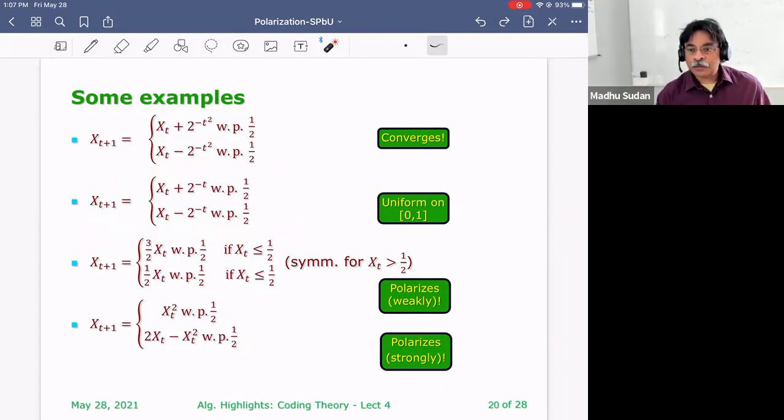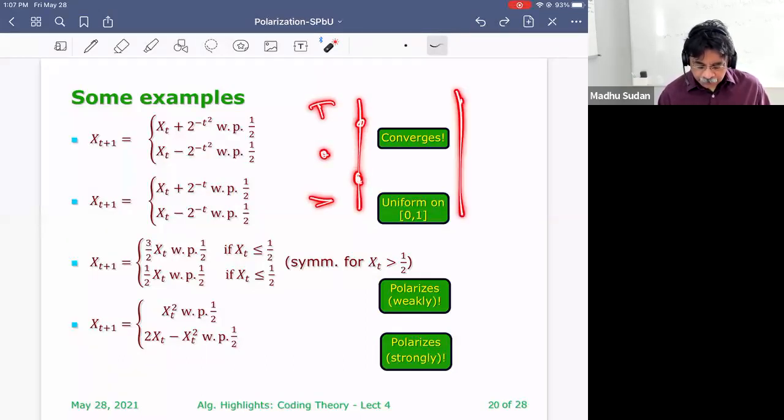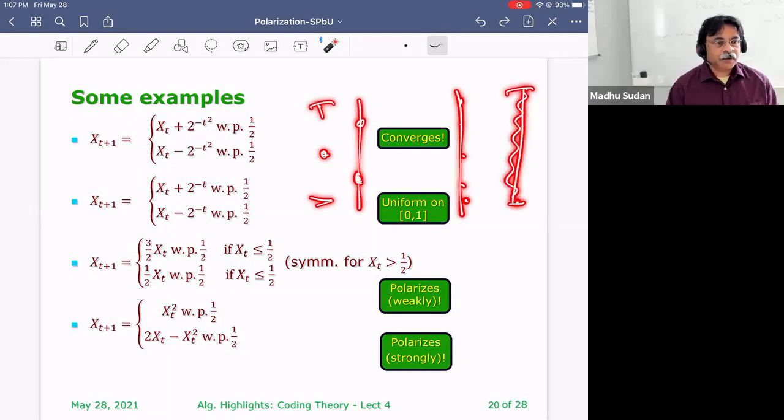What happens when you run this process for t going all the way to infinity? Well, initially you are, say, here. After one step, you're either here or here. After one more step, you're here, here, here, here. And pretty soon, by the end, you're more or less approximated by the uniform distribution on the interval 0 to 1. This is an example of a martingale that does not polarize. This is the kind of phenomenon we want to say does not happen with the Arikan martingale.